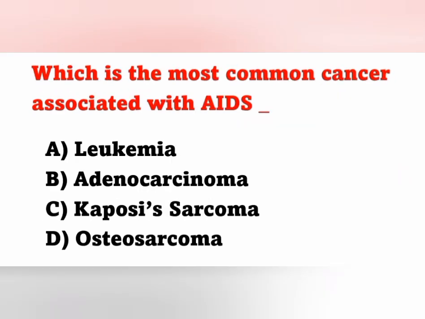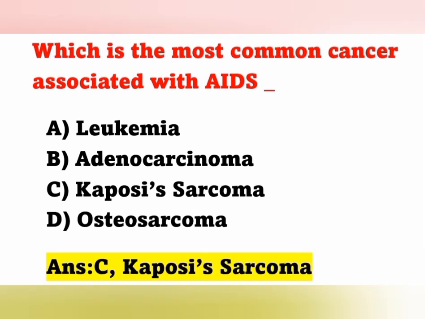On to the next question. Which is the most common cancer associated with AIDS? Options. Option A, leukemia. Option B, adenocarcinoma. Option C, Kaposi sarcoma. Option D, osteosarcoma. Question is, which type of cancer is most commonly seen in AIDS patient or HIV positive patient? And the correct answer is Kaposi sarcoma. Option C is the correct answer.